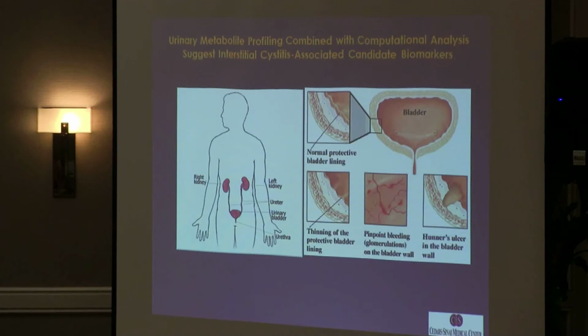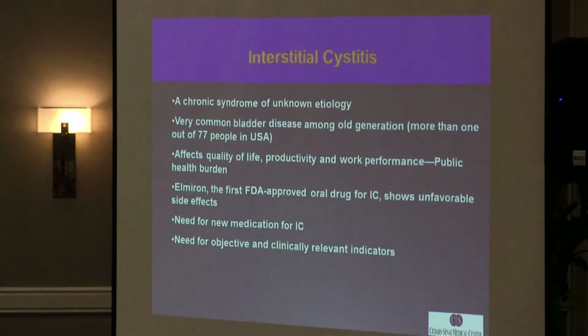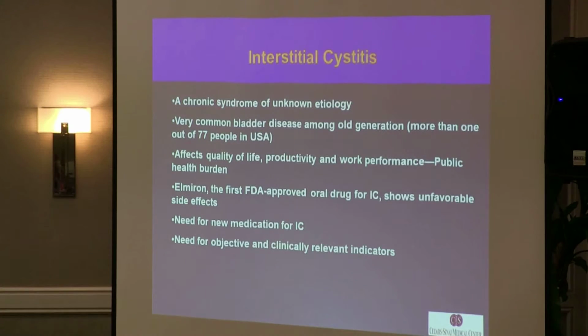So interstitial cystitis is very interesting and not very well appreciated so far. This is a chronic syndrome of unknown etiology. So there is no mechanism understood so far, and it is a very common bladder disease among the older generation, more than 1 woman out of 77 people in the USA. The symptoms are like this. There is always frequency, urgency, and nocturia, and pelvic pain during urination.